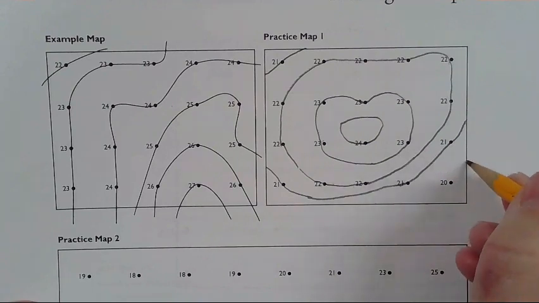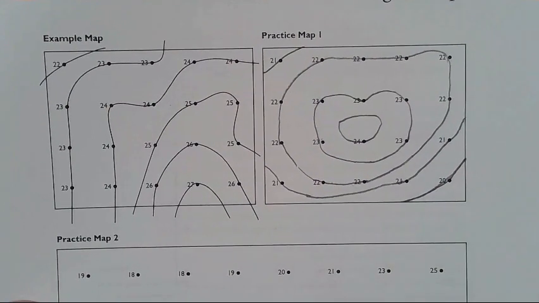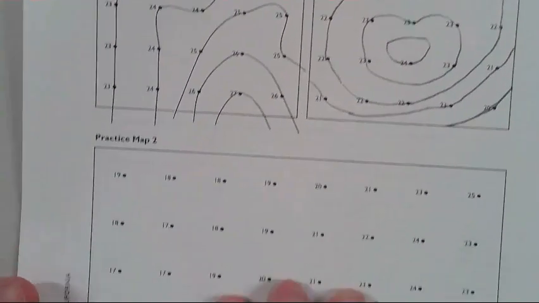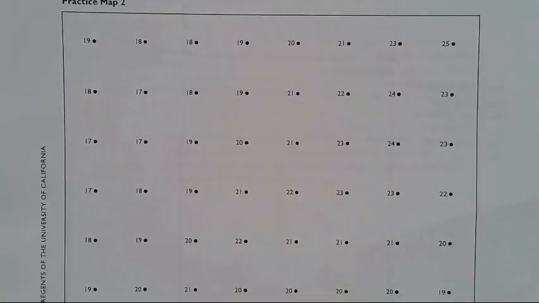And then finally the 20. The 20, just follow the curves of the others, and then you can just do a 20 right in there. Okay. Go ahead and finish filling that one in. We'll take a look at practice map 2. Now I'm just going to get you started on this, and then you can finish it on your own.